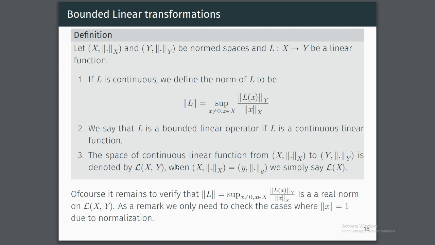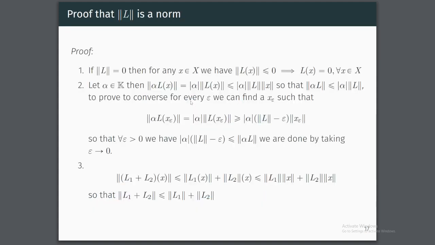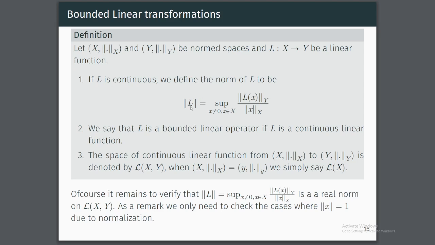Of course, we sort of skipped a step here, which is how to make sure that this is an actual norm, right? And that's what we're going to prove. So if the norm of L is 0, this means that the supremum of norm Lx over norm x is equal to 0. Okay?